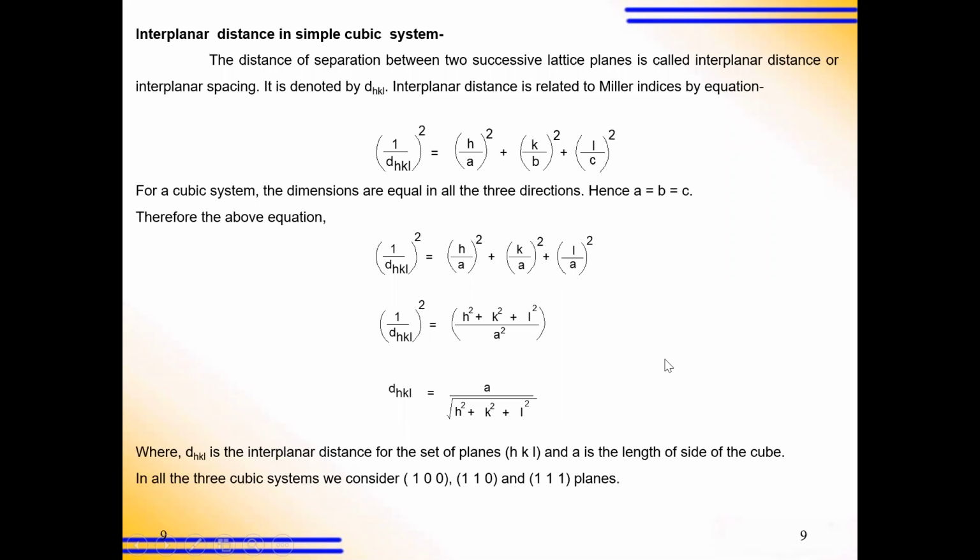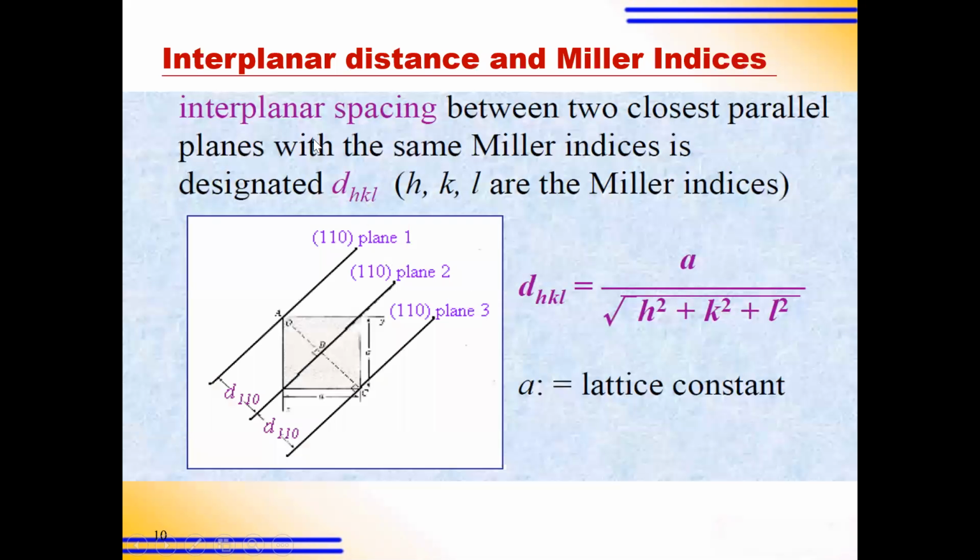If we consider these planes, we can calculate it. So, interplanar distance and Miller indices. Now what is the relation? This is the Miller indices and this is your interplanar distance. So interplanar spacing between the two closest parallel planes with the same Miller indices is designated as HKL. Okay, so this HKL is called the Miller indices.